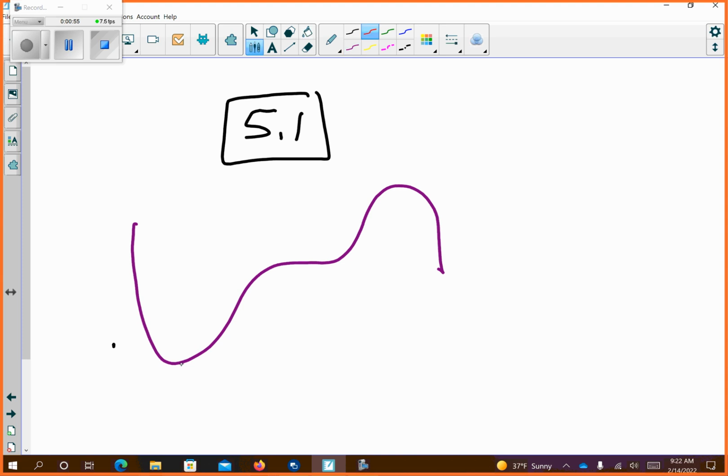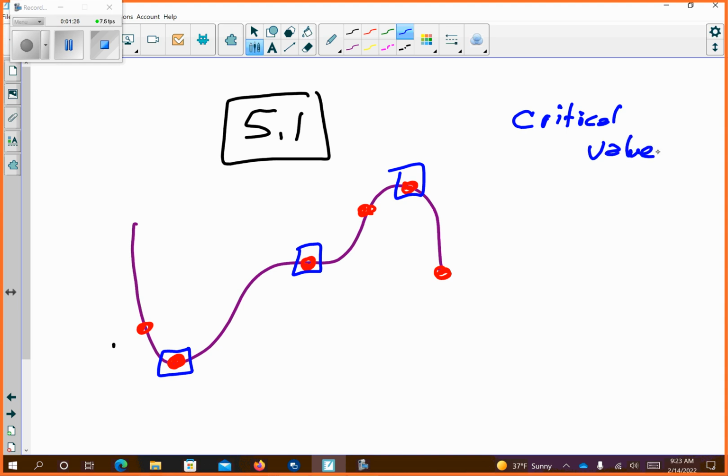There are definitely some characteristics about the graph that are important to us. If this is just some sort of mathematical function drawn, we don't have to know what the actual equation is. We can just look at the graph. Some of the things that are important to us: this point, this point, and this point, the blue, are our critical values. A critical value is a max, a min, or a point of inflection. Again, I'm just recapping a few things.